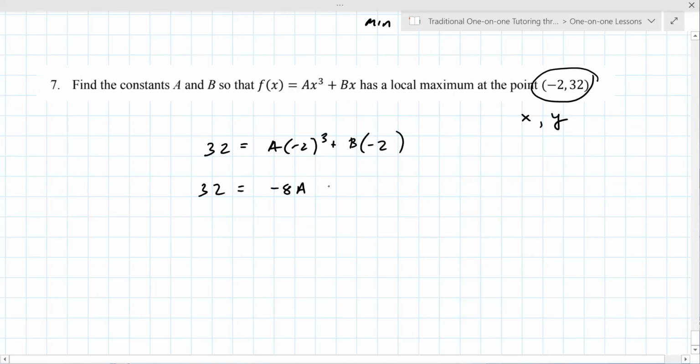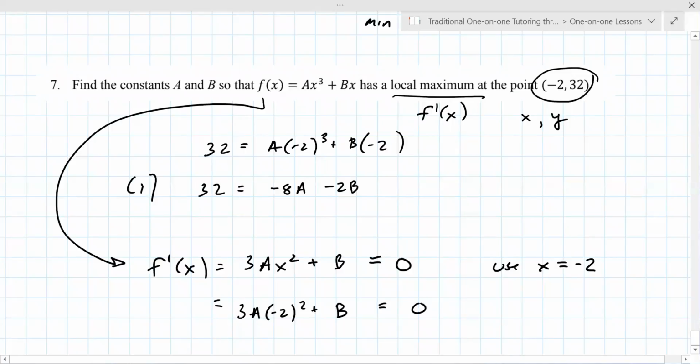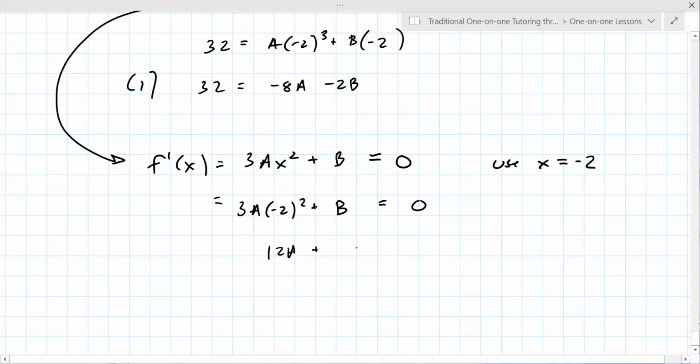This is -8a minus 2b. This is equation 1. The second equation comes from the fact that it's a min or a max, and that means your derivatives. You gotta take your derivative, f prime of x, 3a x squared plus b. And this time you don't put the y value in because you want to set it equal to 0, but you use the x value, x equals -2. So you get 3a times (-2) squared plus b equals 0. So that gives you 12a plus b equals 0. And that's your second equation.